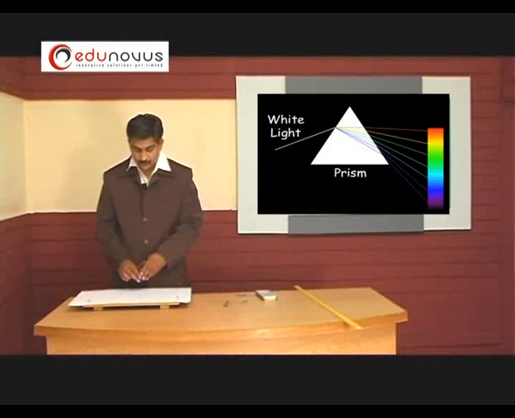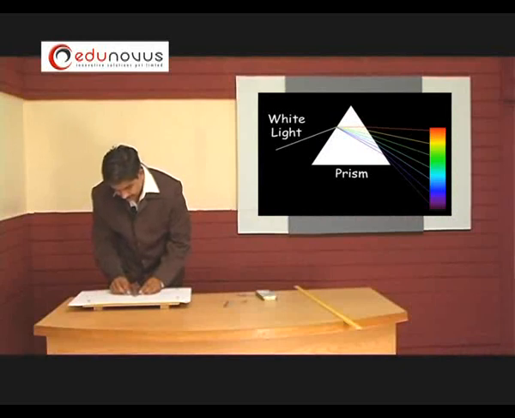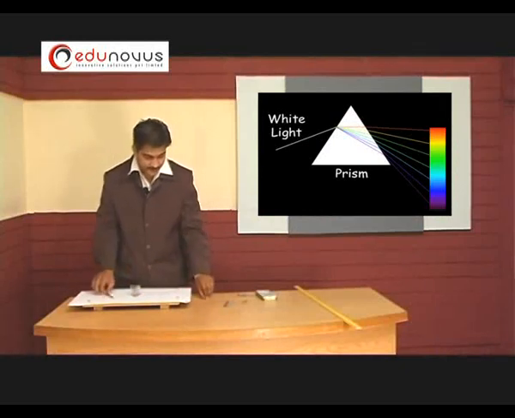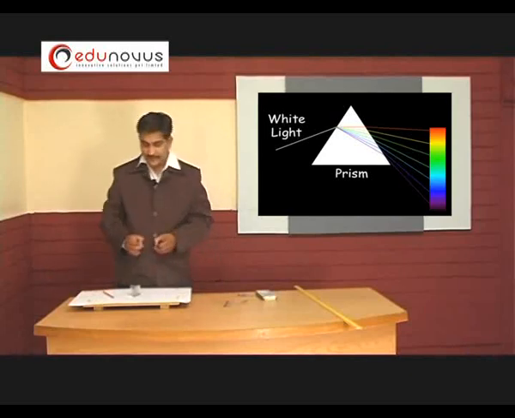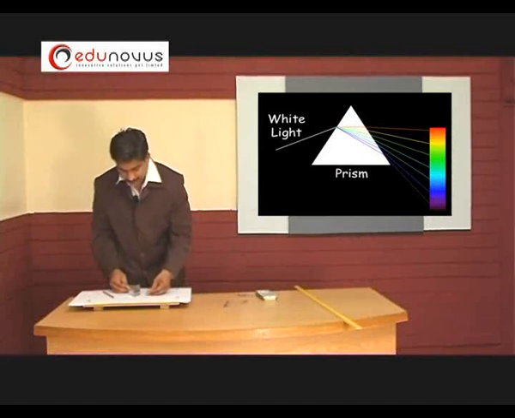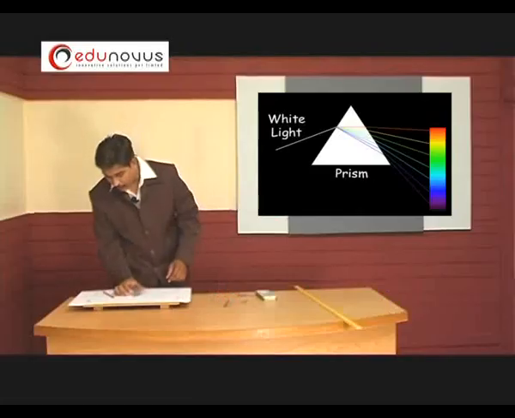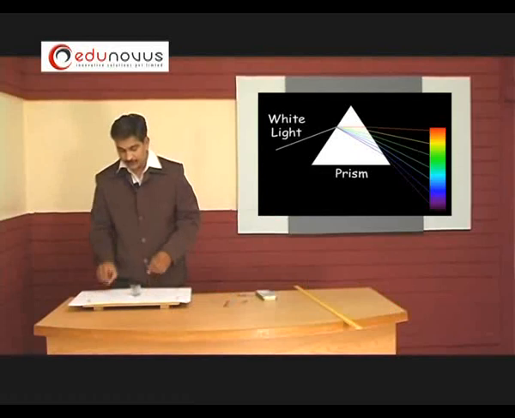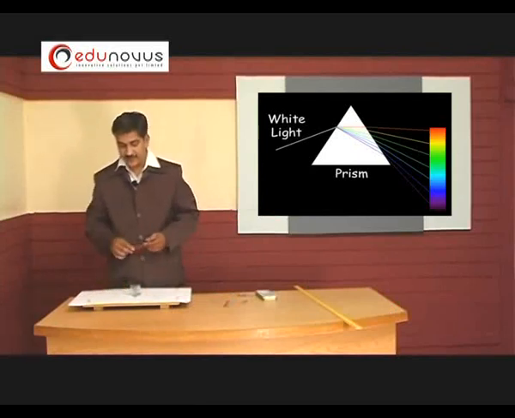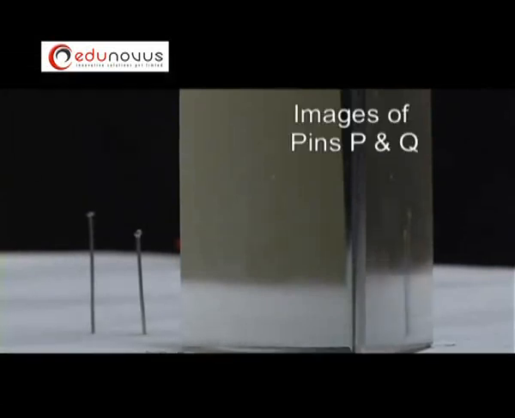Now place the prism and consider 2 ball pins. Fix them at points P and Q so that the 2 pins are on the same straight line. We have to observe the 2 pins from the second refracting surface AC in such a way that the pin that is going to be placed on the other side must coincide with the images of P and Q.